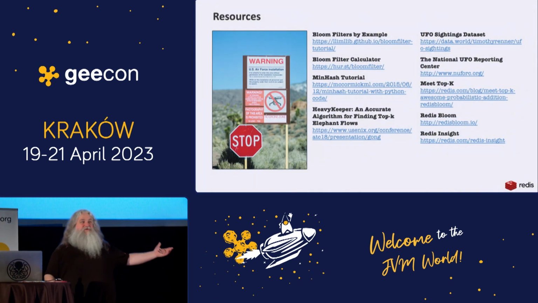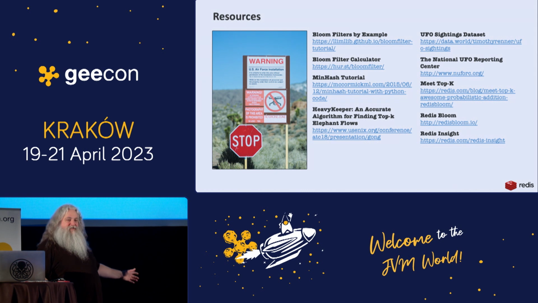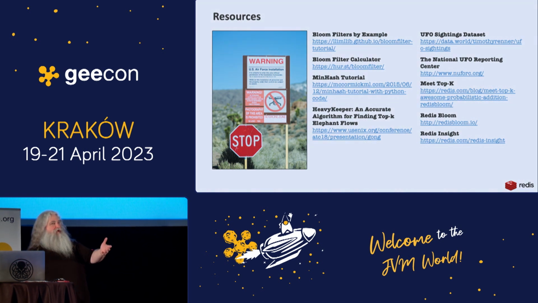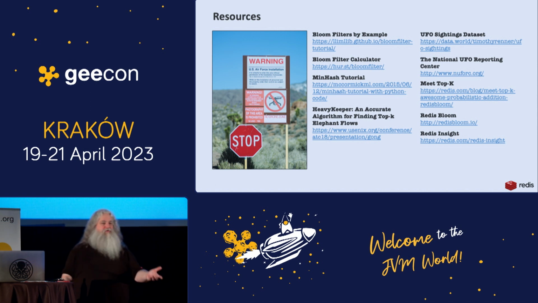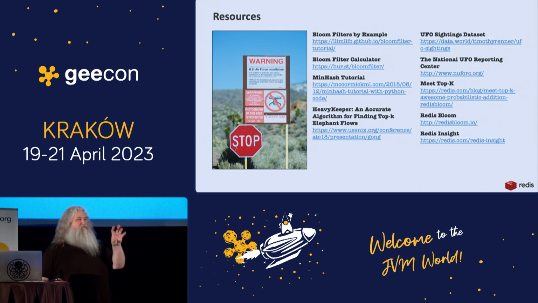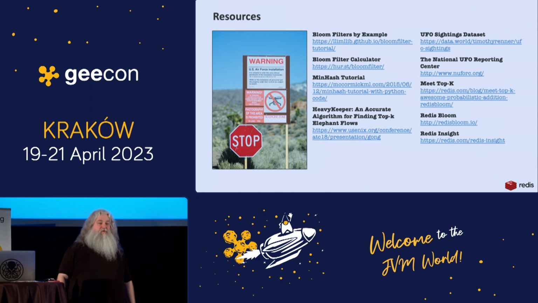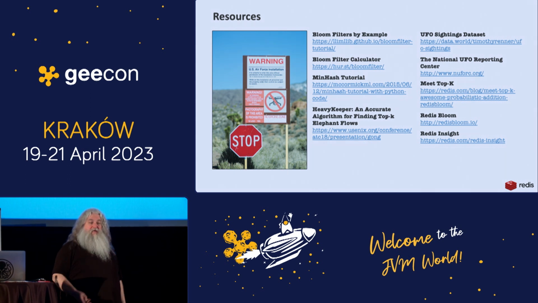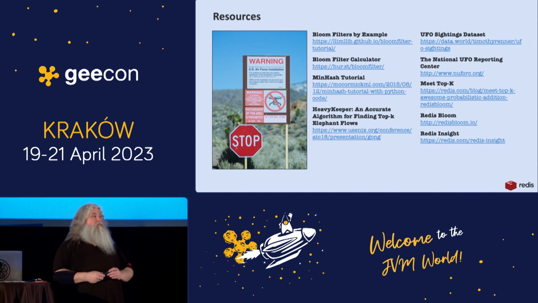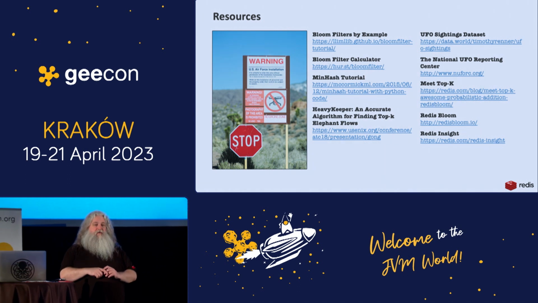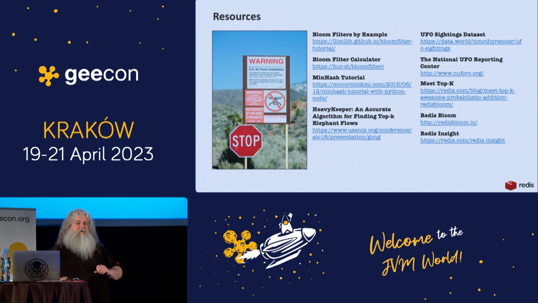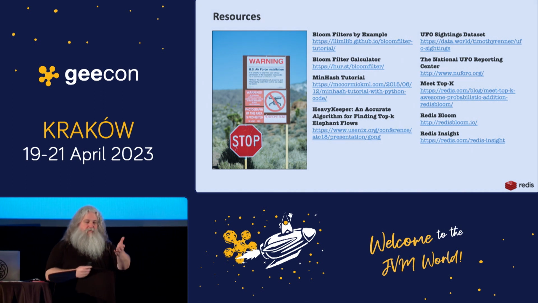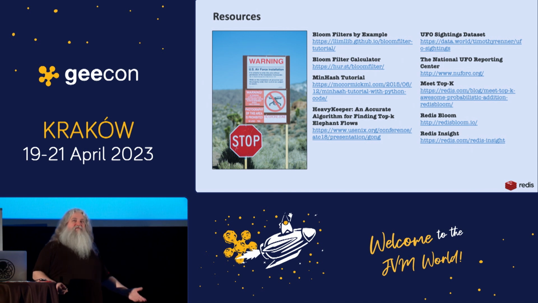So here's a bunch of resources. Don't feel like you've got to take a picture of this slide necessarily, although you're more than welcome to. Bloom filters by example is where I got some good pointers on how bloom filters work and, more importantly, a good visualization for them. The bloom filter calculator, I mentioned that there's one online. That is it. Min-hash tutorial was super useful in putting together how these things work. HeavyKeeper, an accurate algorithm for finding top K elephant flows, is a white paper that I read so that you don't have to.